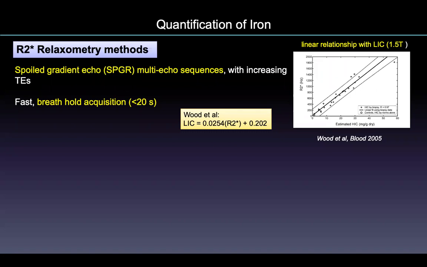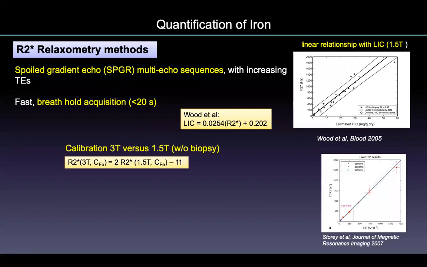However, don't forget that relaxation rates are dependent on the magnetic field strength. So calibration curves obtained at 1.5 Tesla cannot be directly transposed to another field strength. We must double for 3 Tesla. So 3 Tesla and 1.5 Tesla have a linear relationship by a factor of 2.